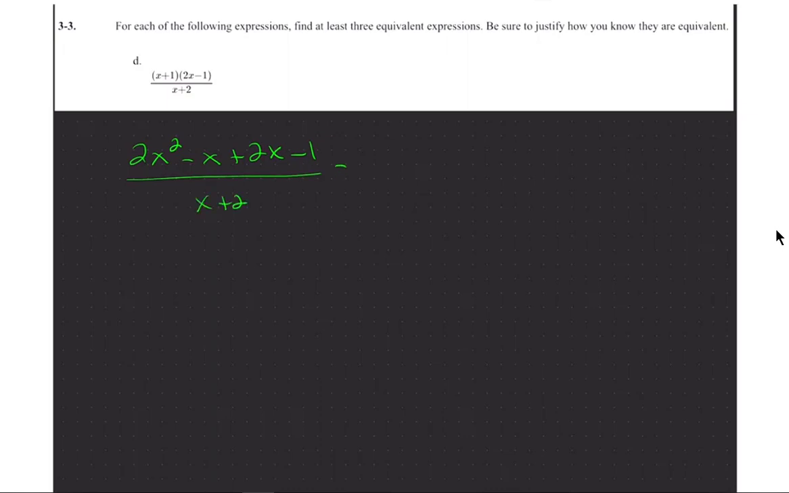So I can simplify the top. I would have 2x squared plus x minus 1 all over x plus 2. So there's an example of an equivalent form, leaving it that way. You could go through and then factor the top and see if there's common factors on top and bottom that might cancel out for you, right?